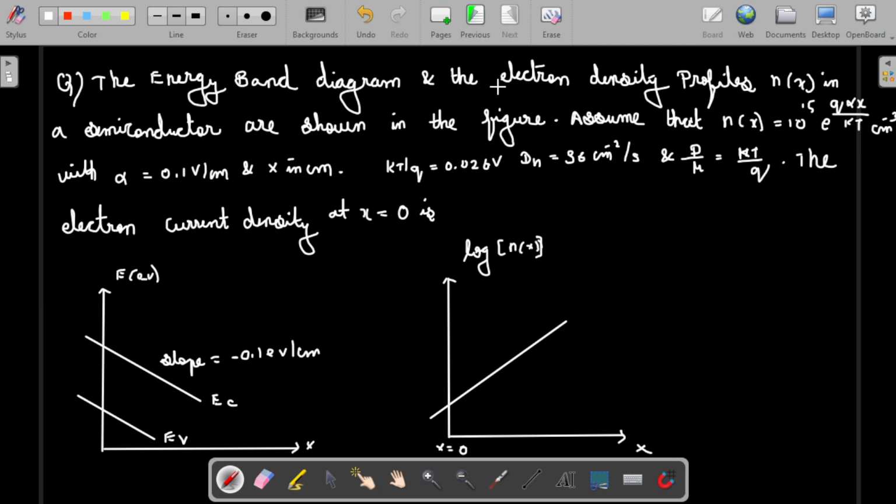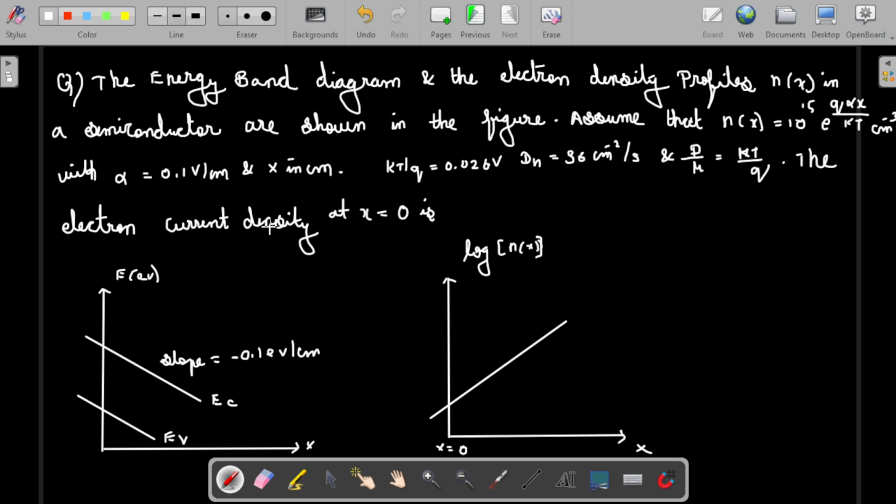The energy band diagram and the electron density profile n of x are both given below, with n of x given as a graph curve. For the doping profile, they give 10 power 15 e power q alpha x divided by kT, with alpha some constant value and x in centimeters. kT by q is equal to 26 millivolts. The diffusion constant is also given: D by mu is equal to kT by q, which we already know is Einstein's equation. This equation relates the mobility and the diffusion factor.